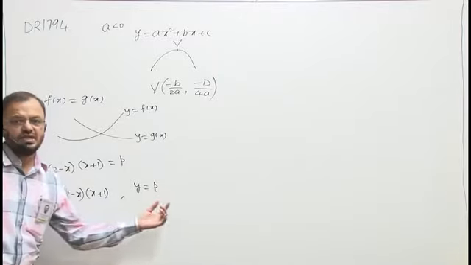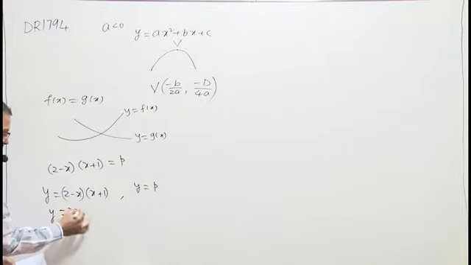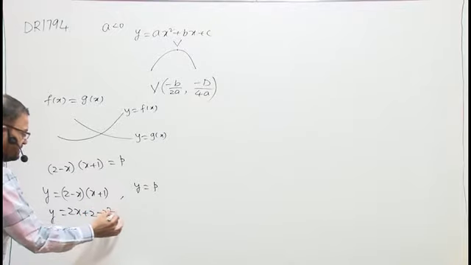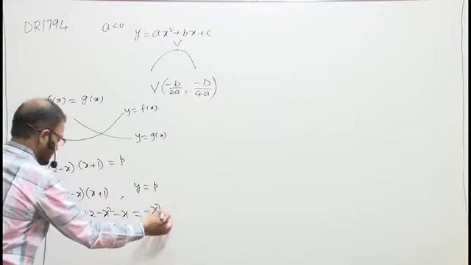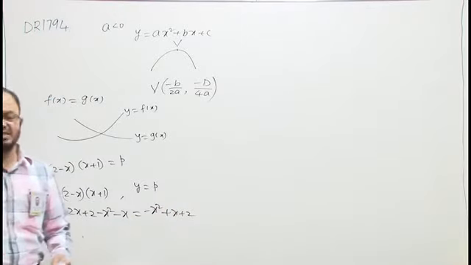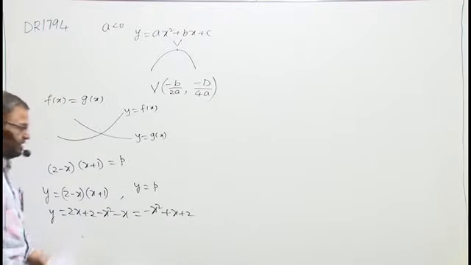This is of course a horizontal line and this will become a quadratic. Let us open this and see which type of quadratic you are getting. y equals 2x plus 2 minus x square minus x. If I simplify this, it is minus x square plus x plus 2. The coefficient of x square here is negative, so this is opening downward. Now I will write the vertex of this one.